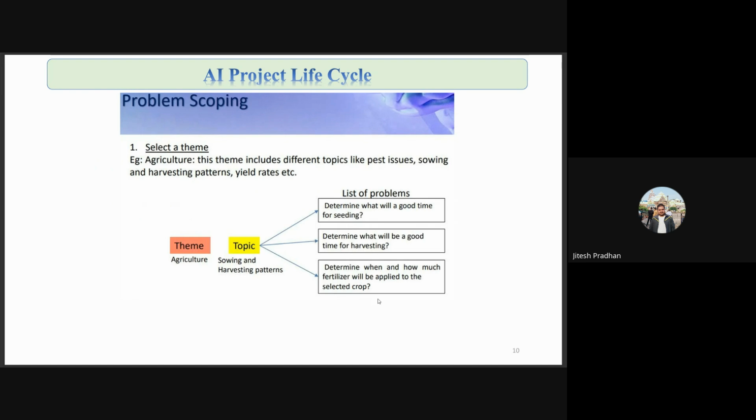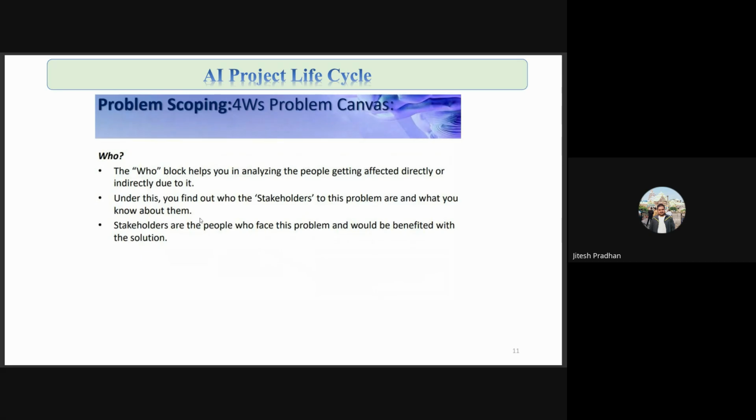Based on that we have to create 4 W's. First, who. Who helps you analyze people getting affected directly or indirectly due to that problem. Those will be the whos. In this case, farmers will be our stakeholders, and they will be affected by our problem. Stakeholders can be people who are facing the problem and would benefit from the solution. This is the first W.